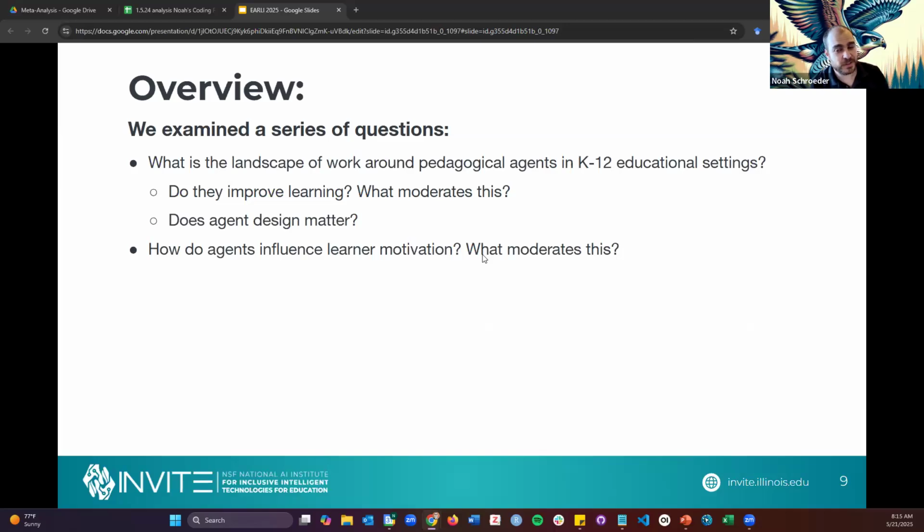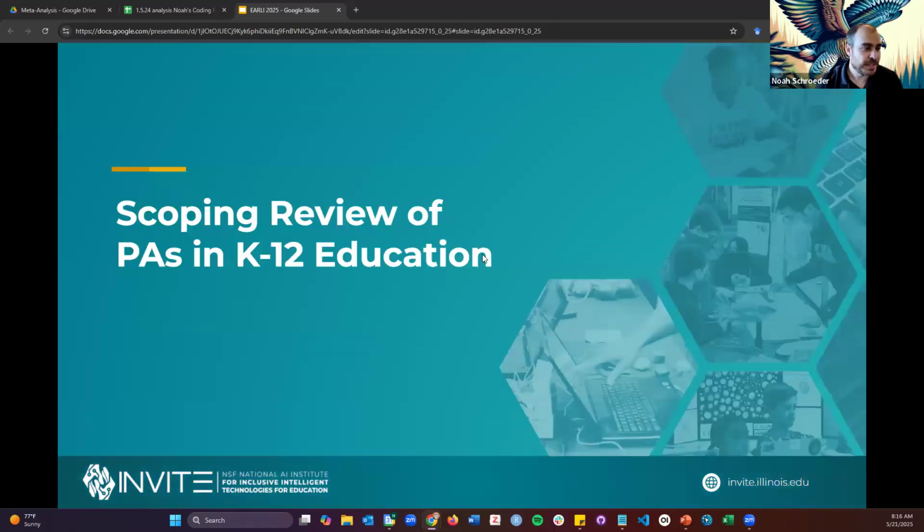This is a question people haven't looked at in previous research syntheses. It's all been primarily looking at, do they work compared to non-agent conditions? We don't really have many analyses looking at which type of design is more effective than others from a systematic review perspective. Last but not least, we have this separate meta-analysis that is focusing on learner motivation and digging much more into those motivational constructs. And we want to know what moderates each of these. So let's start with the scoping review.